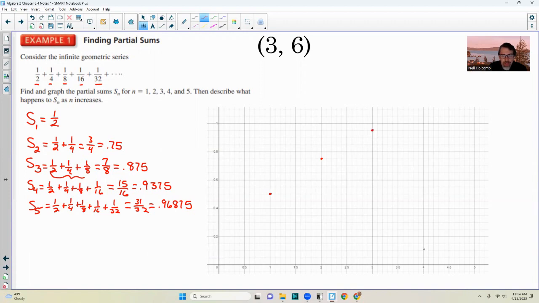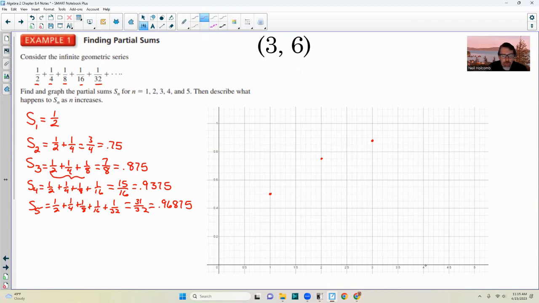4 is 0.9375. Oh, this isn't right. 0.8 is here. 0.9 is here. 0.85 is here. 0.875 would be right there. Okay. Got that fixed now.